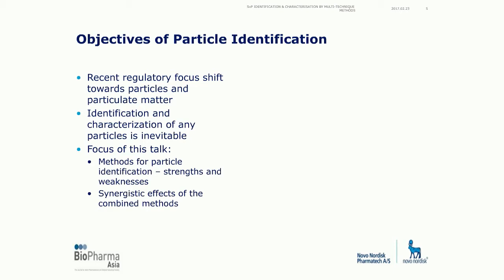So we've seen this recent regulatory shift towards particles and particulate matter, and this makes identification and characterization of any particles that we may see inevitable. So I'm going to discuss with you here some of the different methods that we have available. What are the strengths? What are the weaknesses of these methods? And as I've already mentioned, I'm going to show you how we can combine the methods.